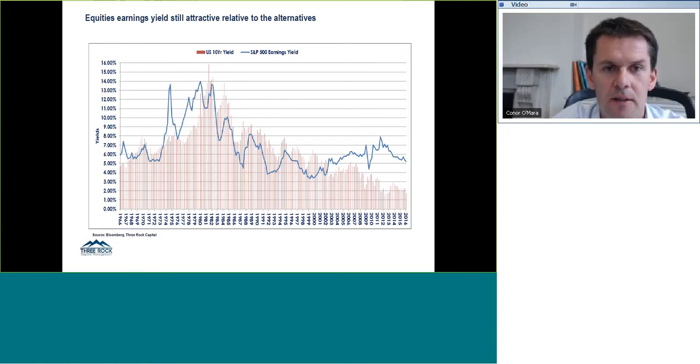You know, they're important to the outlook. This chart shows the S&P earnings yield, which is the inverse of the PE, relative to U.S. 10-year yields over the last 50 years. And at a macro level, it's just supportive of equities. Valuations are high, but I think they should be high given where interest rates are. So equity is still attractive relative to the alternatives.